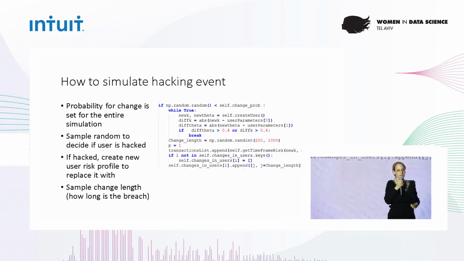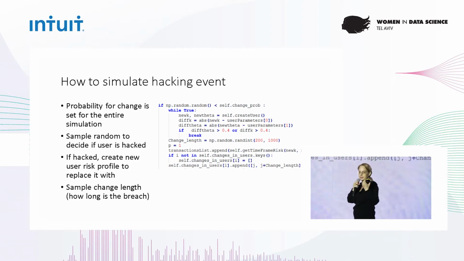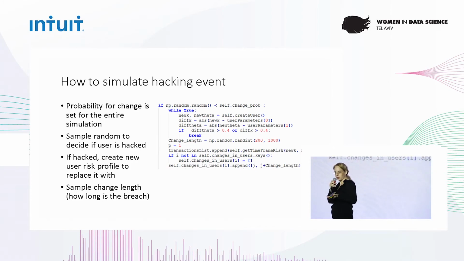But what is a hacking event? A hacking event is a change in the user distribution, a change in the user's Gaussian or its parameters. So we need to resample parameters for this hacking event. But how do we decide if an event occurred or not?